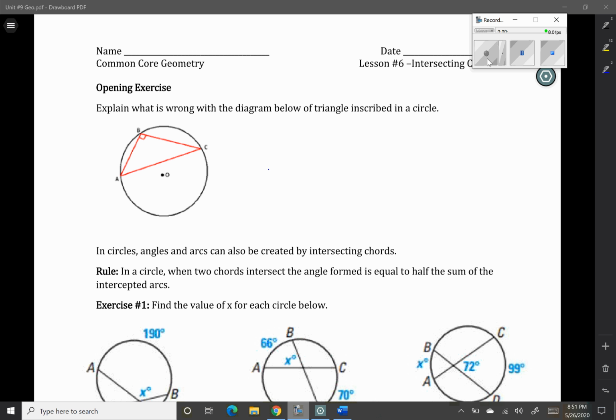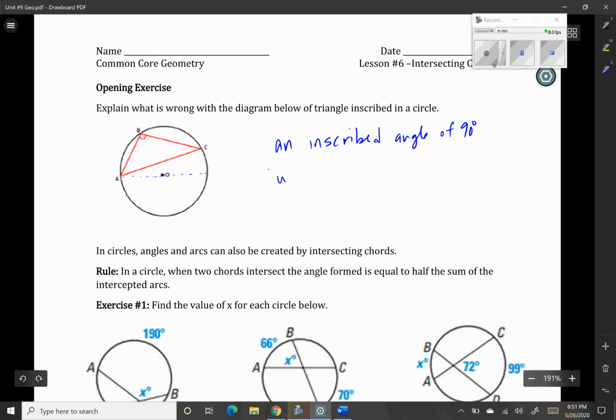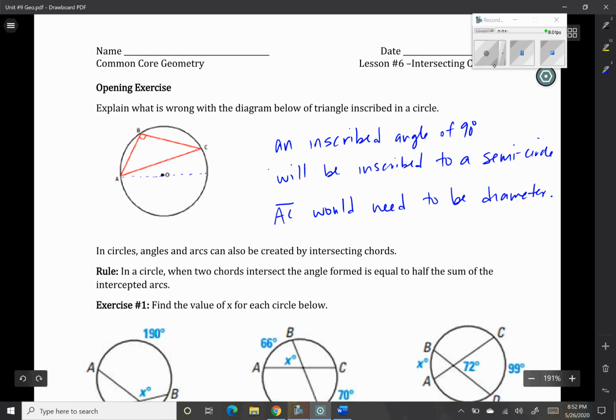All right, so hopefully you saw that if this is a right angle here, this segment AC would actually have to be the diameter of this circle. Since it's not the diameter of the circle, it doesn't give us a right angle. To explain that, an inscribed angle of 90 degrees will be inscribed to a semicircle, aka AC would need to be the diameter. That's not the case here, which is why that's an incorrect picture.